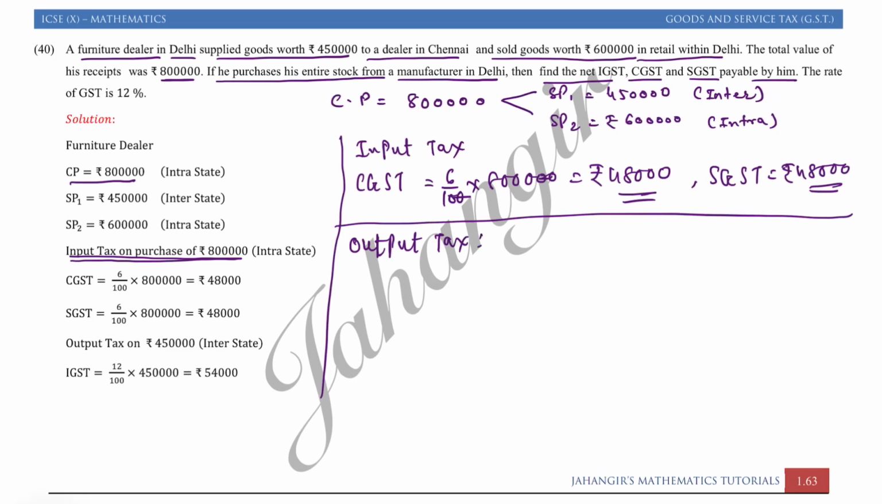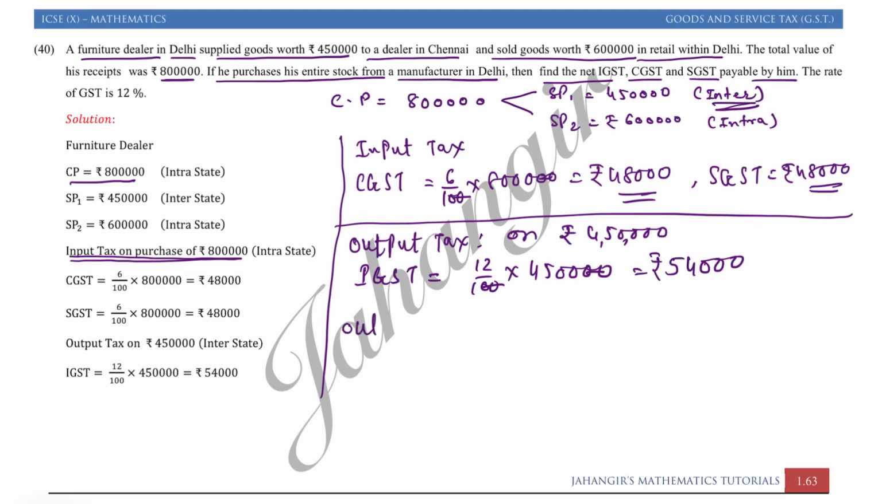Output tax on rupees 4,50,000. So that is IGST, because it's an interstate sale. Interstate IGST is 12% of 4,50,000, which is 54,000.